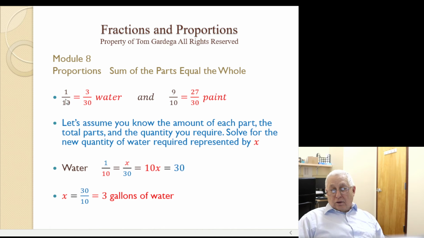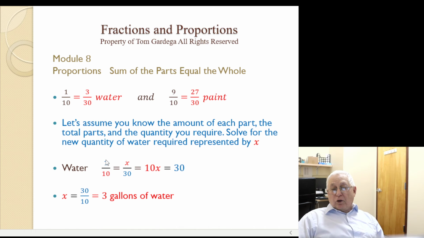1/10, 1 gallon of water to 10 gallons total, will equal 3 gallons of water to 30 gallons of total parts, and 9 gallons of paint to 10 gallons total will equal 27 gallons to 30 gallons total. Now let's assume that you know the amount of each part, the total parts, and the quantity that you require. Solve for the new quantity of water required represented by x.